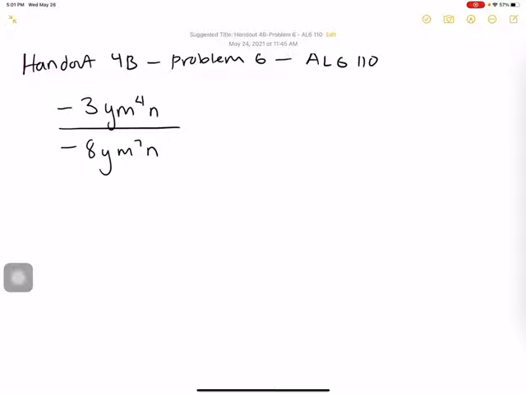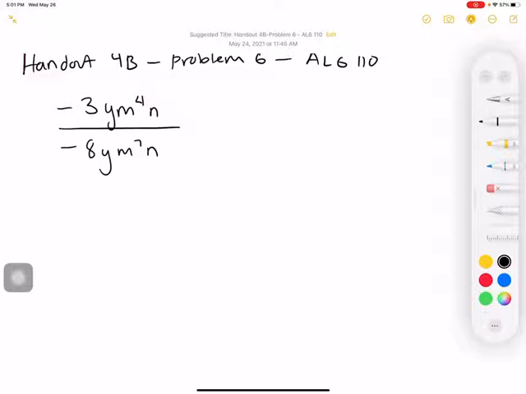Hello students, in this video I'm going to show you how to solve this problem that has something to do with the rules of exponents. This is the division of two algebraic expressions, so we're going to go ahead and find an answer to it.